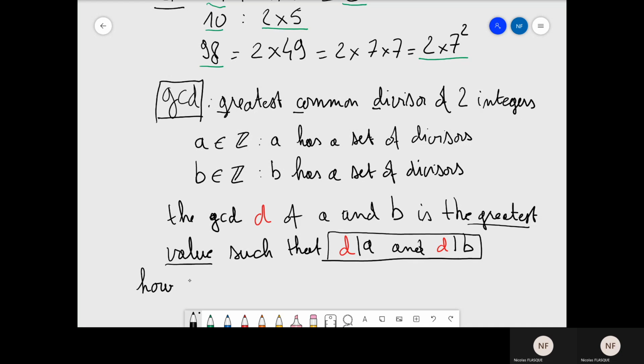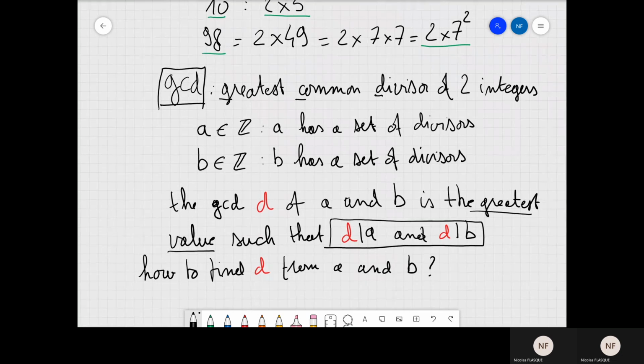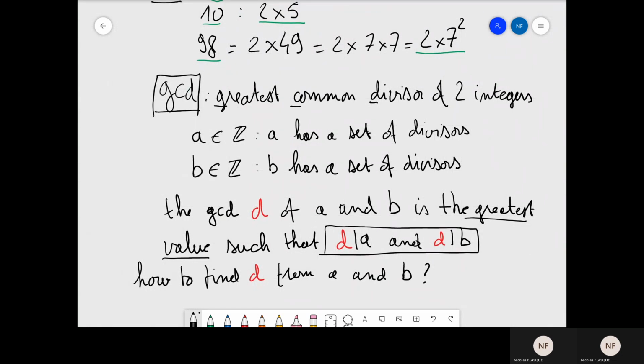Now the challenge is how to find D from A and B. So actually, if we have the full set of the divisors of A and the full set of the divisors of B, we can try to sort them in ascending order, compare the lists, and try to find which ones are in common in these lists.